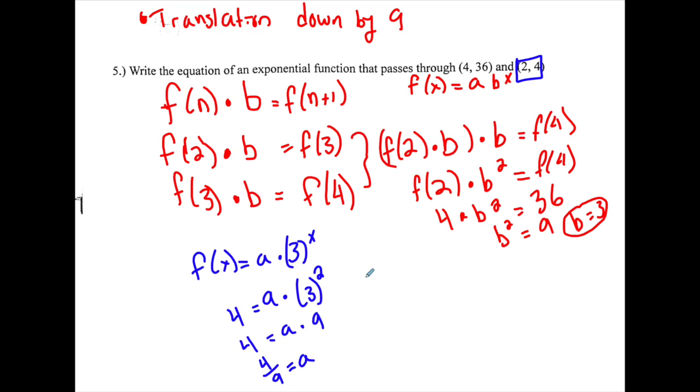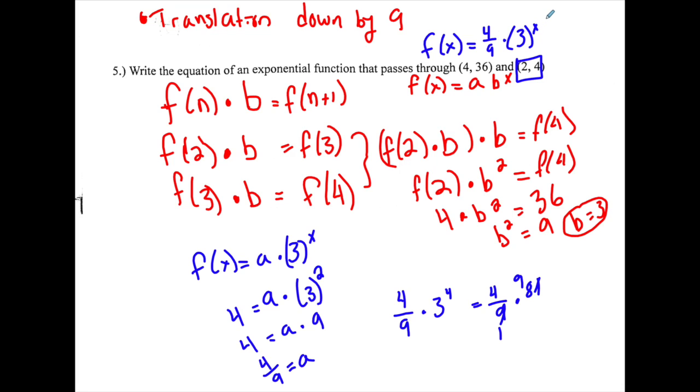Let's see if this works. So if I do 4/9 times 9, I do get 4. And let's see what happens if I do 4/9 times 3 to the power of 4. Let's see if I get 36. So 3 to the 4 is 81. So 4/9 times 81 is 4 times 9, which is 36. So my final function, f of x equals 4/9, and you don't have to have that dot. You could just do the parentheses. That's fine. Times 3 to the power of x.